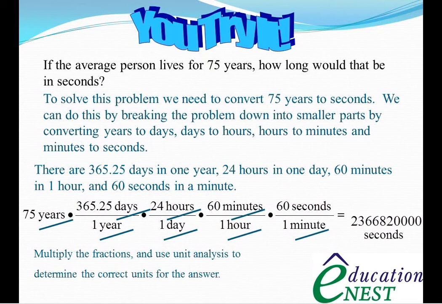So there are 365.25 days in 1 year, 24 hours in 1 day, 60 minutes in an hour, and 60 seconds in a minute. So that will be 75 years into 365.25 days per year. Then you multiply that with 24 hours per day into 60 minutes per hour and 60 seconds in a minute. So that gives me the answer to the problem. Now multiply the fractions and use unit analysis to determine the correct units for the answer.